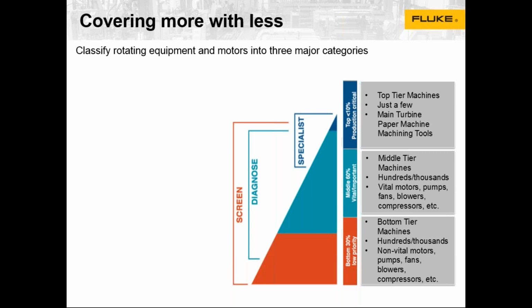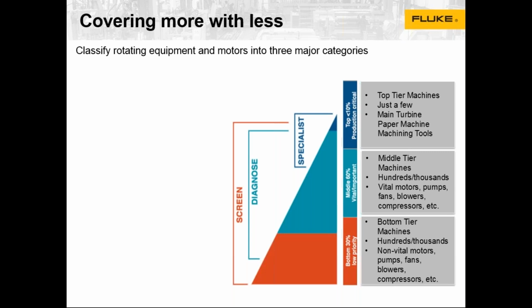The first thing, when we're trying to cover more with less, is to take a look at our machines and classify them into 3 groups. In this slide you can see at the top tier are just a few we call production critical or star athletes. These are the machines that you really need a specialist for: your main turbine, your paper machine, your machining tools, things that have a lot of variability. But below that, there are hundreds or even thousands of machines that are vital.